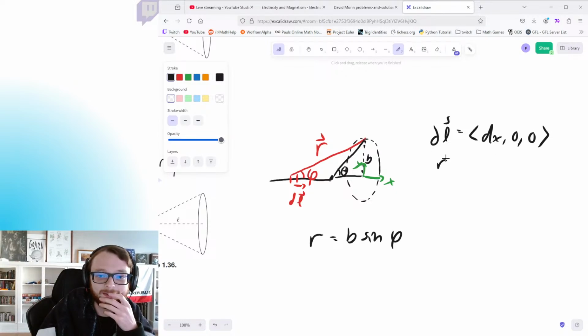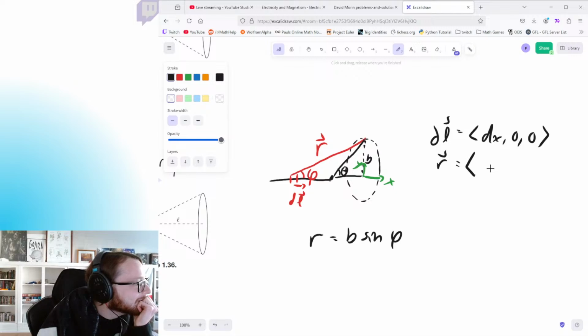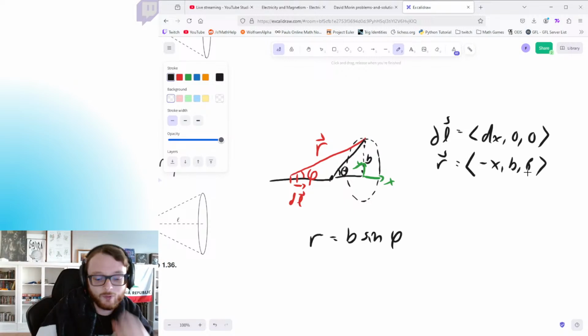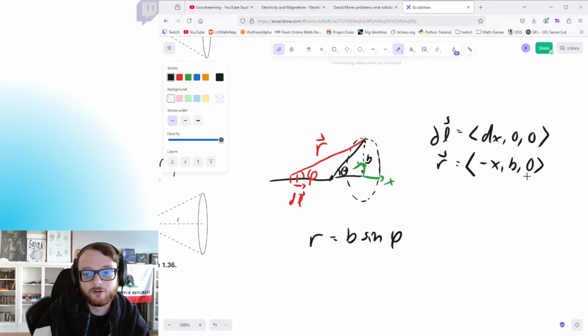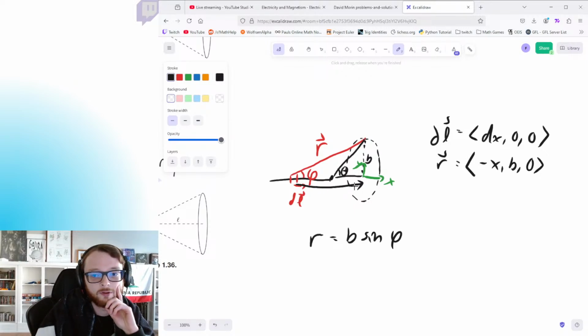Okay. And R should be something. Just cos phi, sine phi, 0. Do we even need the X coordinate? I'm just thinking about it in terms of components. It has that entire length as the component, and I'm putting a negative because we're in the negatives. And then the Y component is always just B.